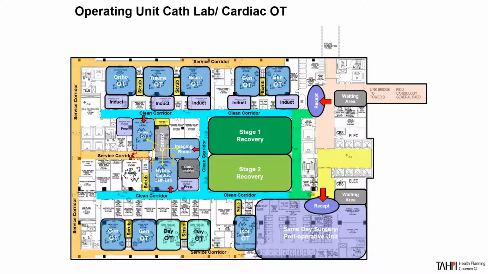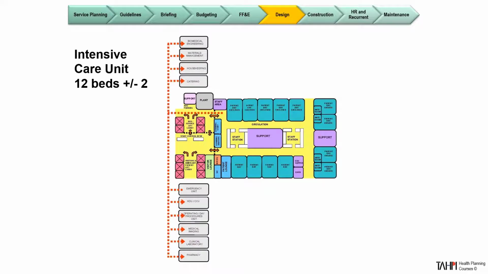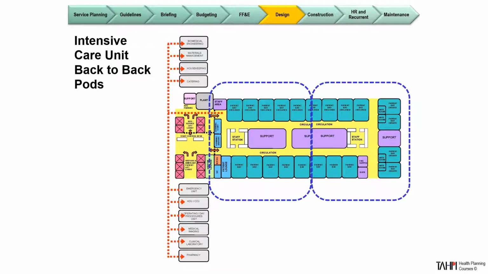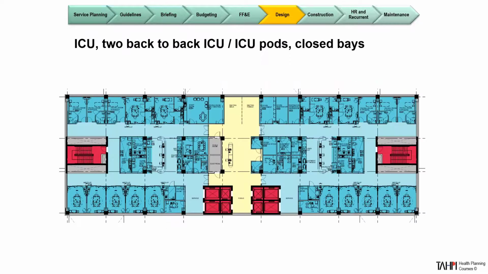We provide clear diagrams to show the flows, the zoning, and the relationship between the different rooms. Session 7 part 3 focuses on intensive care unit or ICU. We look at the manageable pod designs of 12 beds, or larger ones which are made of 2 pods back to back. We look at what's an acceptable back-to-back pod: ICU to ICU, ICU to PICU, ICU to CCU, ICU to HTU. We look at plenty of examples of real ICU design that has been built and successful.